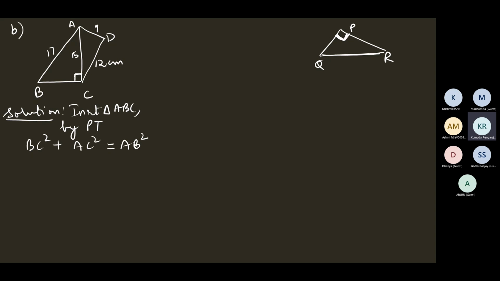In this figure, angle C is 90 degrees. So leave that letter C. AB is the hypotenuse. Now write QR square separately is equal to QR square. Square the hypotenuse and write it on one side, is equal to, now tell me, is equal to? PR square. Plus PQ square.